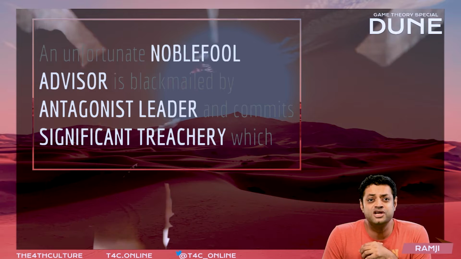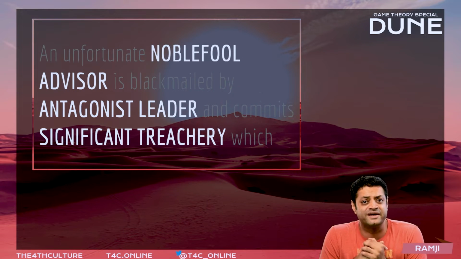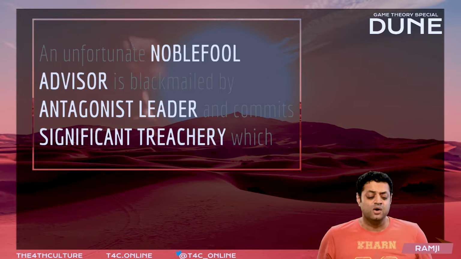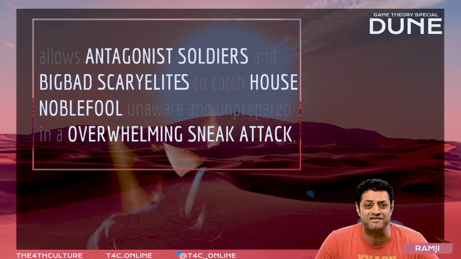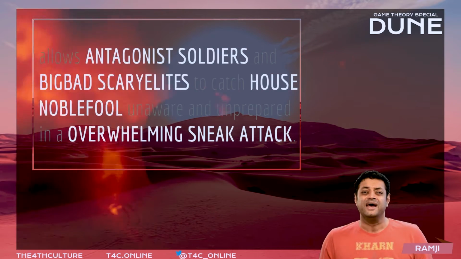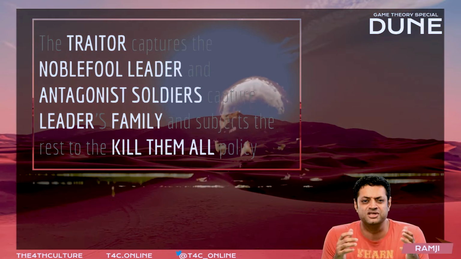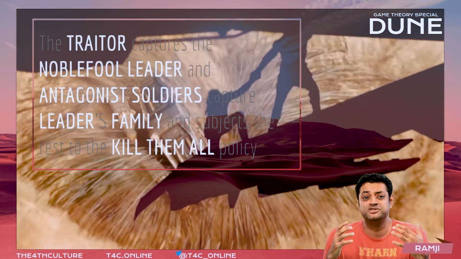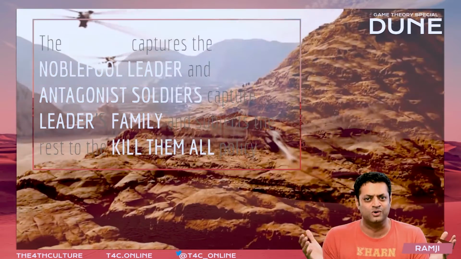So, an unfortunate Noble-Fool advisor is blackmailed by sort of the leader of the antagonists, of House Antagonist, and commits significant treachery, which basically allows antagonist soldiers and big, bad, scary elites to catch House Noble-Fool unaware and unprepared in an overwhelming sneak attack. The traitor captures the Noble-Fool leader, and antagonist soldiers capture the leader's family and subject the rest, pretty much everybody else in the compound, to a kill them all kind of policy.